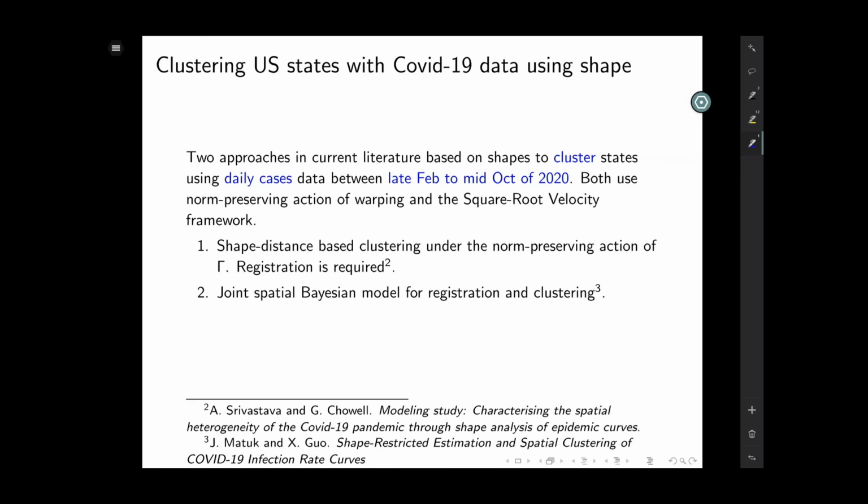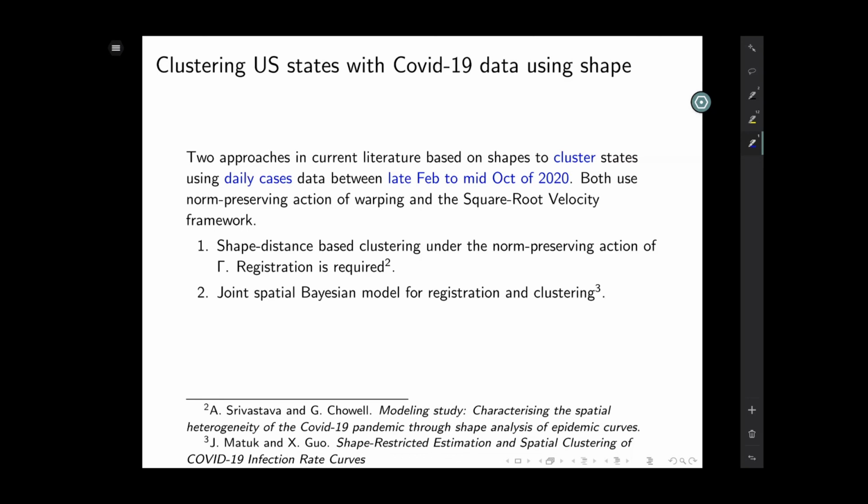So the first one looks at clustering US states for data roughly between February and October. There's some differences between the two data sets, but they're roughly the same. First one just looks at clustering based on a distance between shapes of functions. And the second one actually models it explicitly using a probability model, having a joint Bayesian model for registration and clustering.